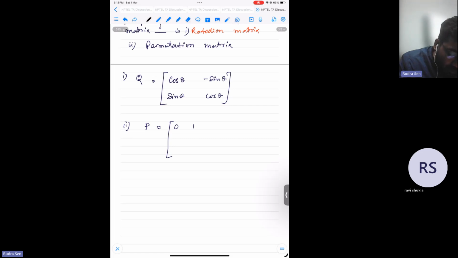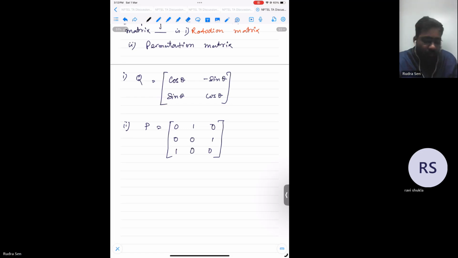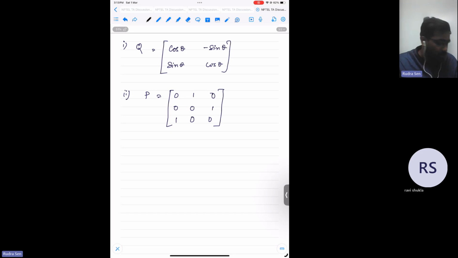But let's say 0 1 0, 0 0 1, and 1 0 0. This is one of the permutation matrices. If we multiply x y z with this, the resultant vector that we get is y z x. So it basically permutes, or interchanges, the rows. A permutation matrix is also an example of an orthonormal matrix, because all the vectors are orthonormal to each other.